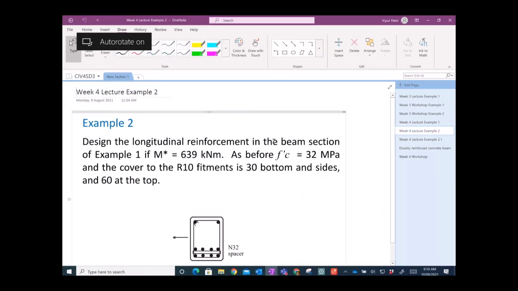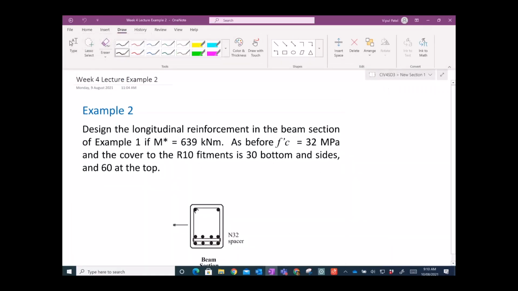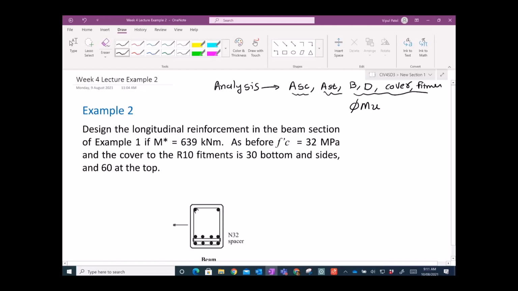Now this is a design example. Design examples meaning, the previous example was the analysis example. What does this analysis example mean? In that analysis example, ASC given, AST given, B is given, depth is given, cover is given, the fitment is given, everything was given, and they ask you to find the moment capacity, right? I hope you understand all the reinforcement and geometric dimensions were given in the analysis, and then we find the capacity.